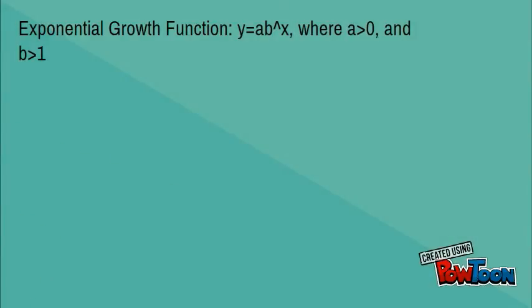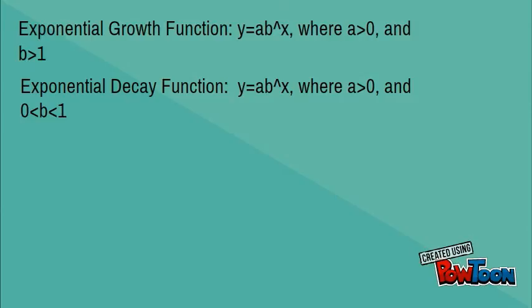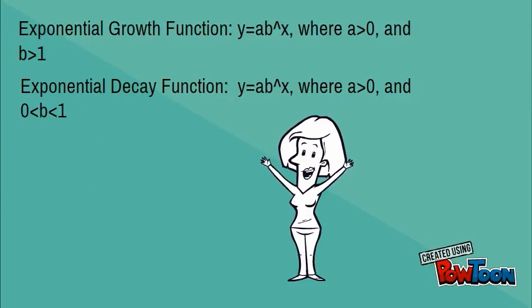Exponential growth function. Y equals ab to the x, where a is larger than 0, and b is larger than 1. Exponential decay function. Y equals ab to the x, where a is larger than 0, and b is in between 0 and 1.